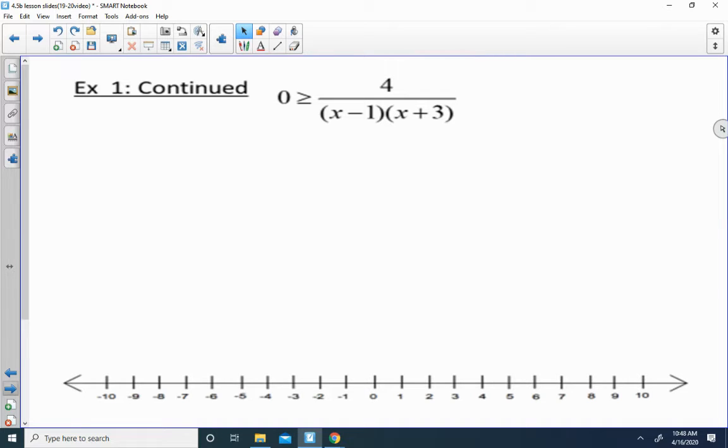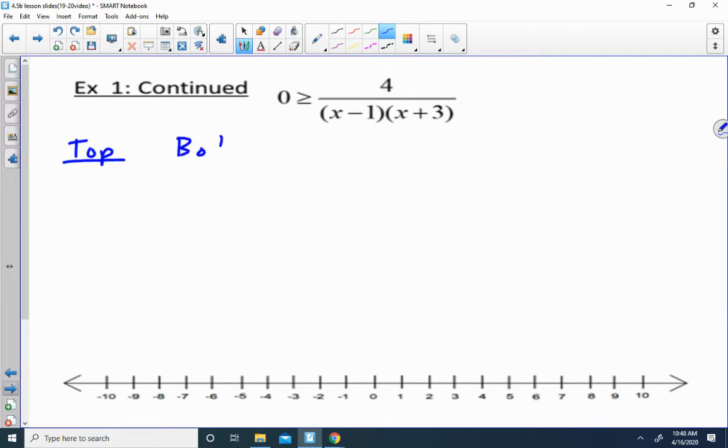As you see on the next slide, I have the exact same function that we just got, 0 greater than 4 all over x plus 3, x minus 1. Of course, the x minus 1 is in the front instead of the back, but it doesn't really matter. It's still the same function. So now we can do what we've been doing for the past 2 videos.